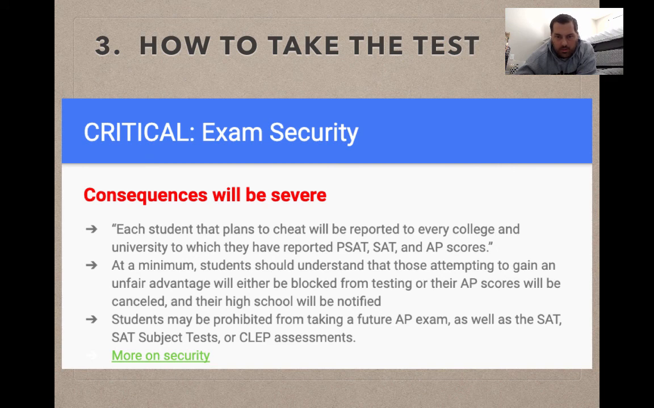They're really serious about cheating. I don't know how they would catch you, but I wouldn't risk it. I seriously think you really should not cheat on this test or take it in a group setting or something. That would be a bad idea.